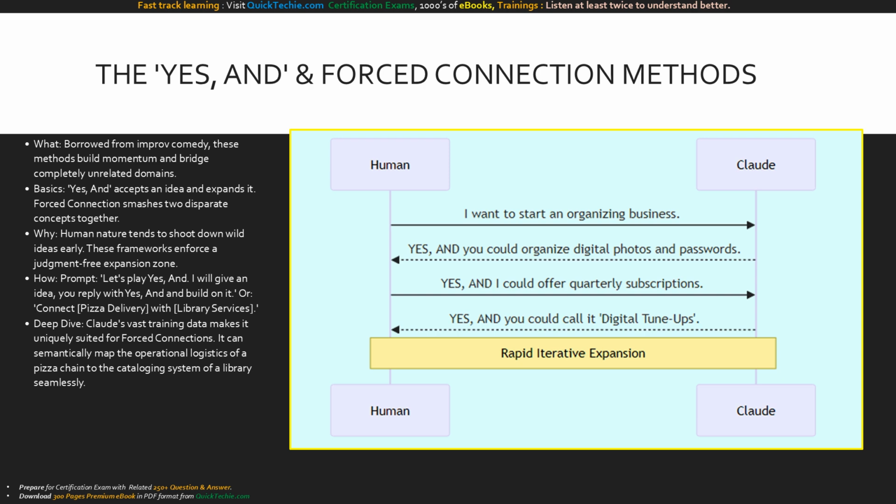This sequence diagram illustrates a yes and session in action. Notice the rapid, ping-pong iteration between the human and Claude. The human starts with a basic, somewhat boring idea. Claude accepts it and immediately expands it. The human accepts Claude's expansion and adds a monetization layer. Claude accepts that and adds branding. In just 4 turns, you've gone from a vague thought to a highly specific, actionable business concept.